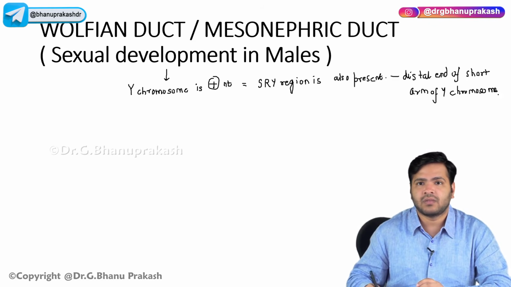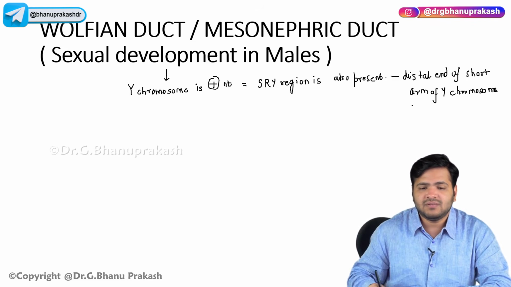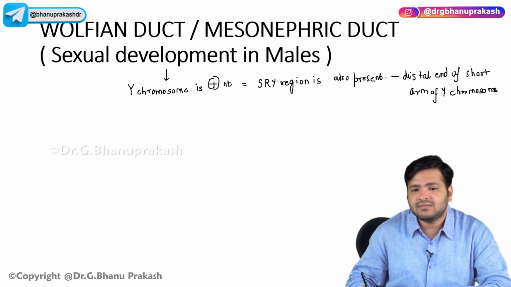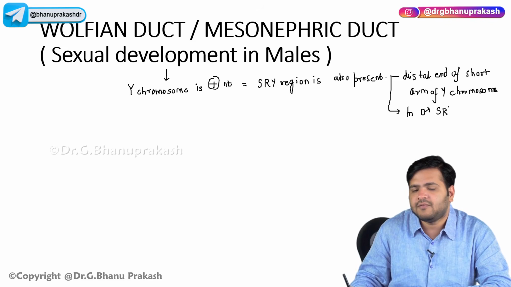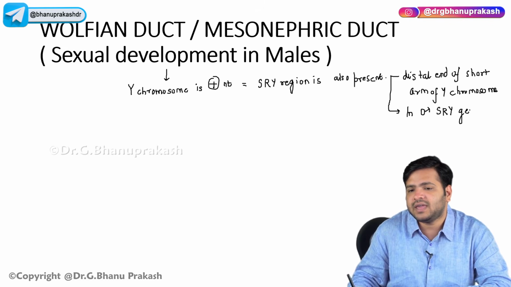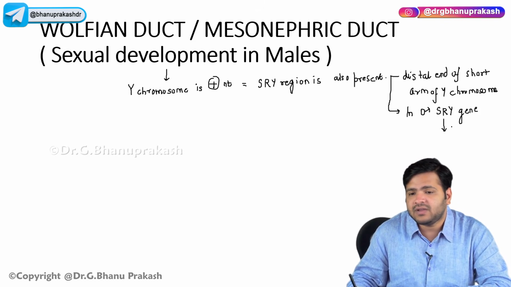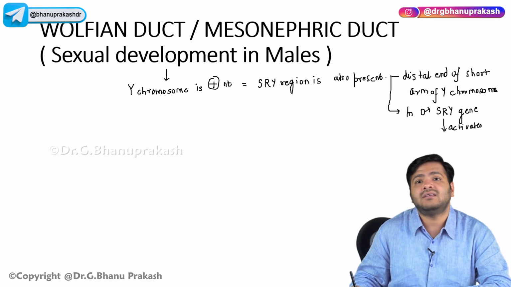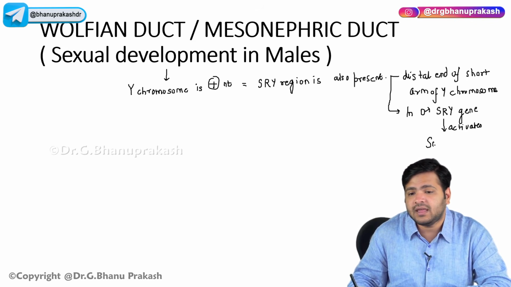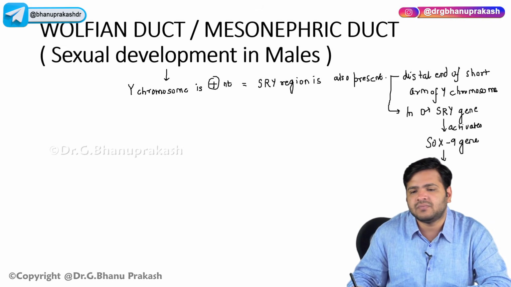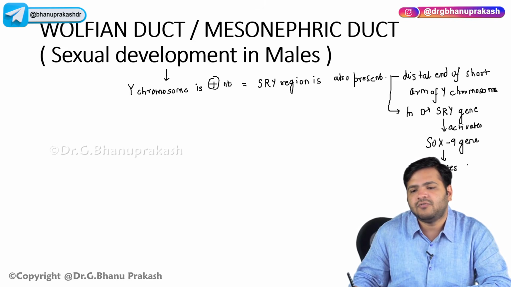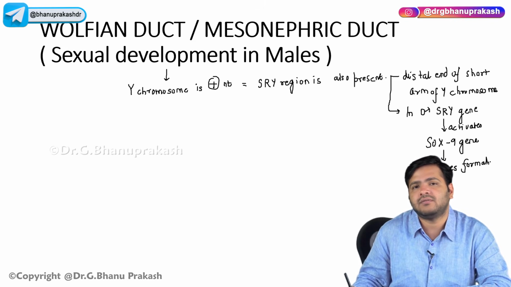Now in males, this SRY gene activates another gene that is called the SOX9 gene, and this gene is required for testis formation. It is required for testis formation, right?